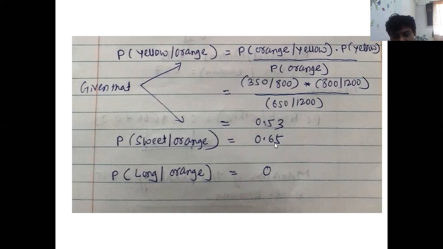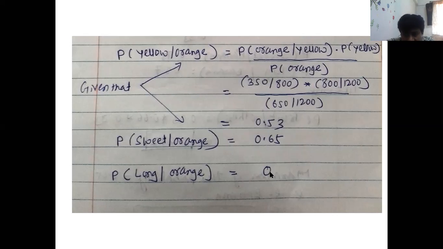You will get the probability of 0.65. Next, that is the probability of long given orange, the third attribute. Same process we need to carry out: orange with respect to long, that is, probability of long into probability of orange. So the result will come 0.